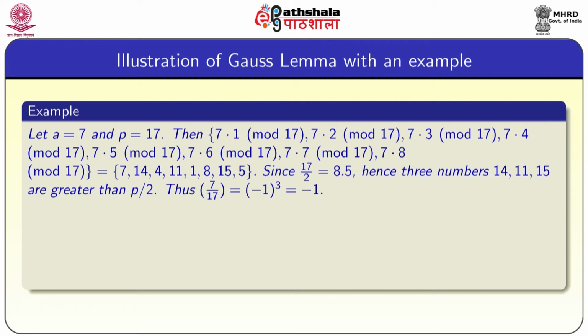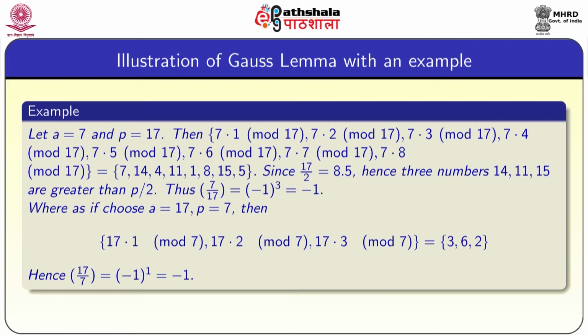By using Gauss lemma, it is much easier to determine whether a given number a is a quadratic residue or not. If you choose a equal to 17 and p equal to 7, then we need to compute only 3 values: 17 into 1 mod 7, 17 into 2 mod 7 and 17 into 3 mod 7, that is 3, 6, 2. Again, in this case the number which is greater than (7 minus 1)/2 is only 1, that is 6. So again we have (17/7) equal to minus 1. So, 17 is not a quadratic residue modulo 7.